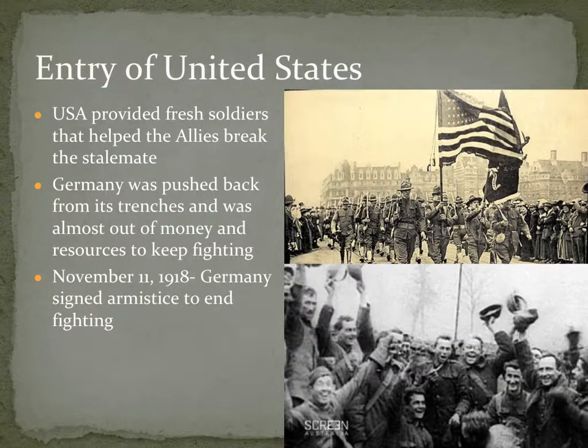So the USA entered on the side of the Allies, and it provided fresh soldiers that helped them break the stalemate in the trench warfare. And so Germany was pushed back from its trenches. Germany at the time was almost out of money and resources to keep fighting anyway. And so on November 11th, 1918, the German government officially signed an armistice to end fighting. So the armistice is just like a truce. We're going to stop fighting, but then we need to actually negotiate what's going to come next and what everybody's going to get out of the war.